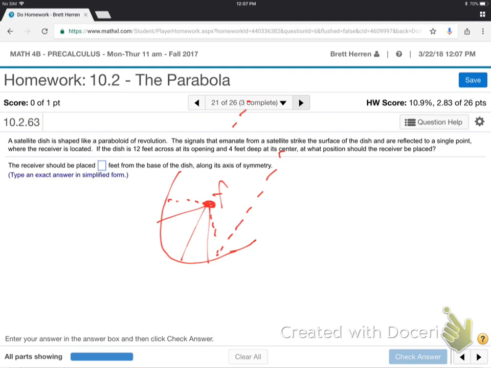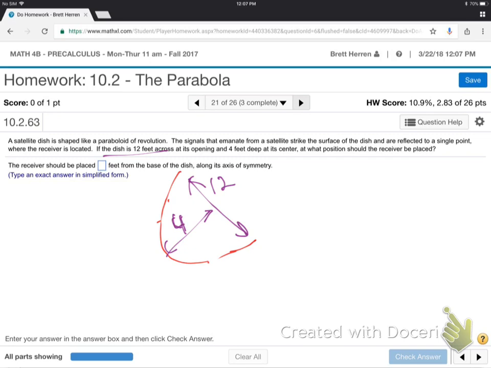Okay, so what? Well, they want us to find out how engineers know exactly where to put the focal point, the receiver. They don't just guess. How do they know? Well, let's figure that out. They're saying the dish is 12 feet across at its opening, so the mouth is 12 feet, and it's 4 feet deep at the center. So we've got a satellite dish that's 4 feet deep at the center and 12 feet wide at the opening.